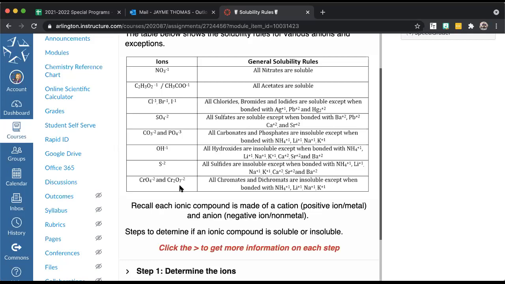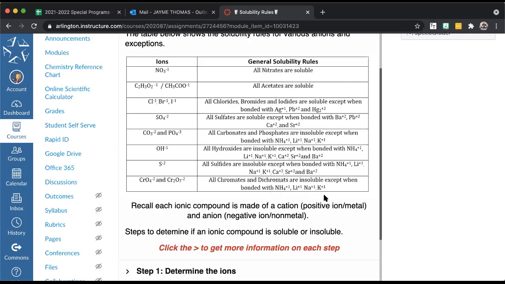And then the last one is chromate and dichromate. Again, they're all insoluble. And there's an E left off here too. It's a typo, and I couldn't correct it because it was an image that somebody made. Except when with ammonium, lithium, sodium, and potassium.